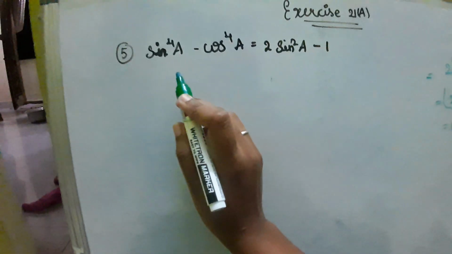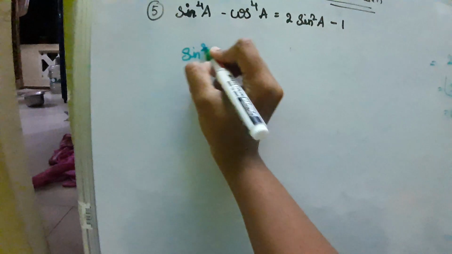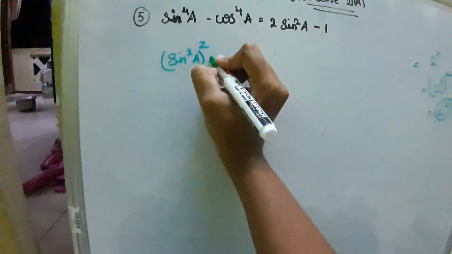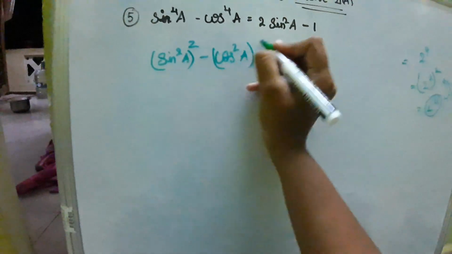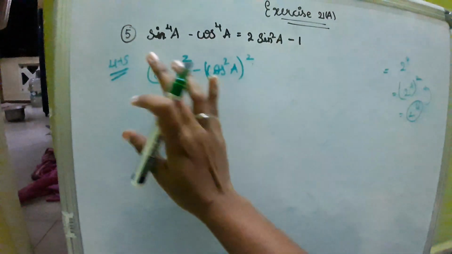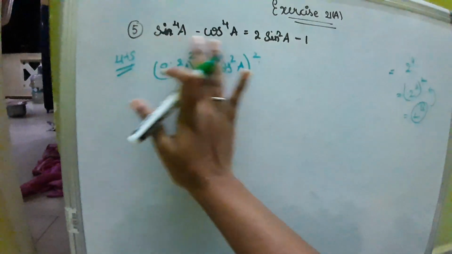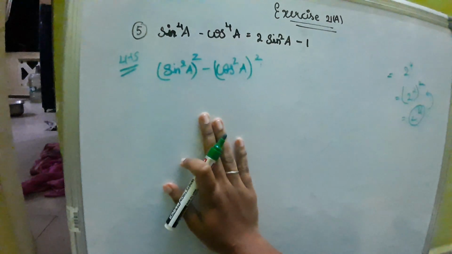So the similar thing which I am going to do here: instead of sin power 4 a, I am going to write sin square a the whole square, and similarly cos square a the whole square. Okay, I am just taking the LHS. First, now we are going to prove the RHS. I am taking LHS and converting it to the square to the whole square.